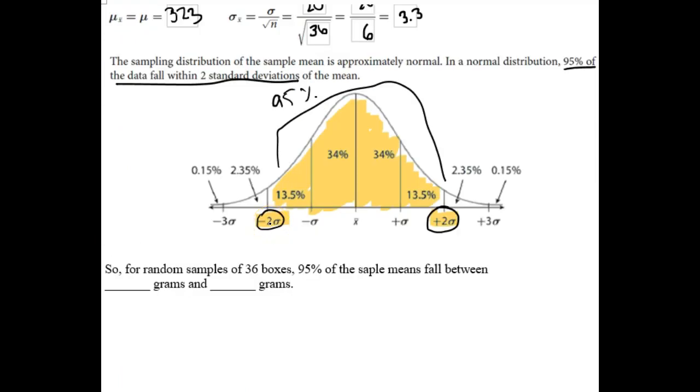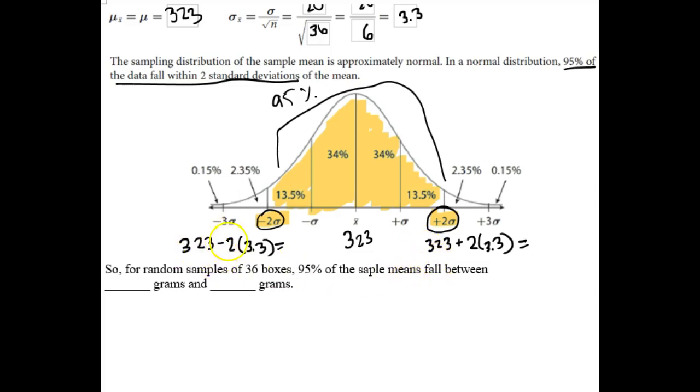So that means we're going to take our mean of 323 and we're going to add 2 of our standard deviations, which was 3.3. We're going to calculate that out. For the left side, we're going to do the same thing, only we're going to subtract 2 times 3.3. So let's calculate each one of those out so we know what our range falls between. So go ahead and take some time and do that.